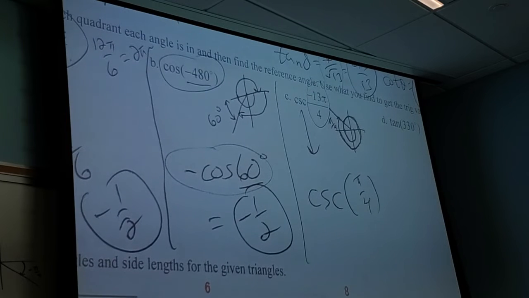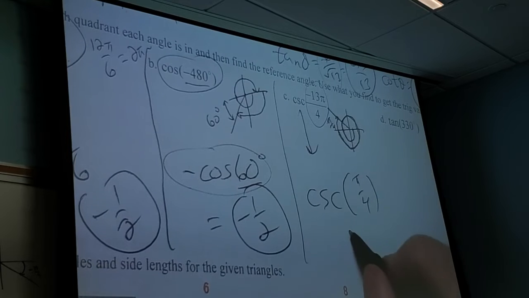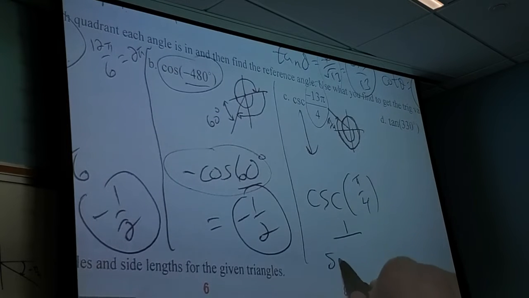So I figure out if it's positive or negative, and I figure out its reference angle. That's why you only have to memorize the first quadrant values. That's it. Because then the reference angle is from the first quadrant. And you just told me that cosecant is 1 over sine, right? There you go.